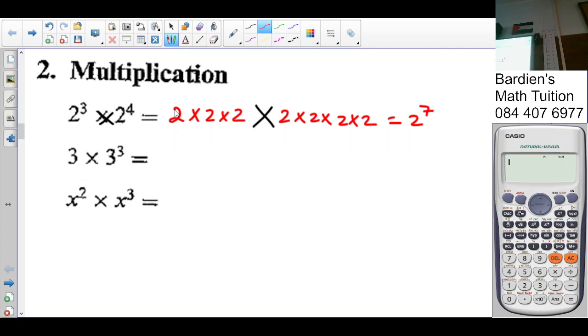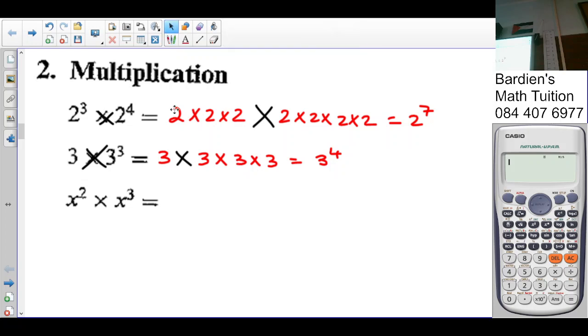Let's look at 3 times 3 cubed. What would this be? 3 multiplied by 3 times 3 times 3. Now that multiplication is multiplication. So it's 3 multiplied by 3 multiplied by 3 multiplied by 3, which is 3 to the exponent 4. You all agree with that? Now do the next one. Let's see if we can do the next one quickly.